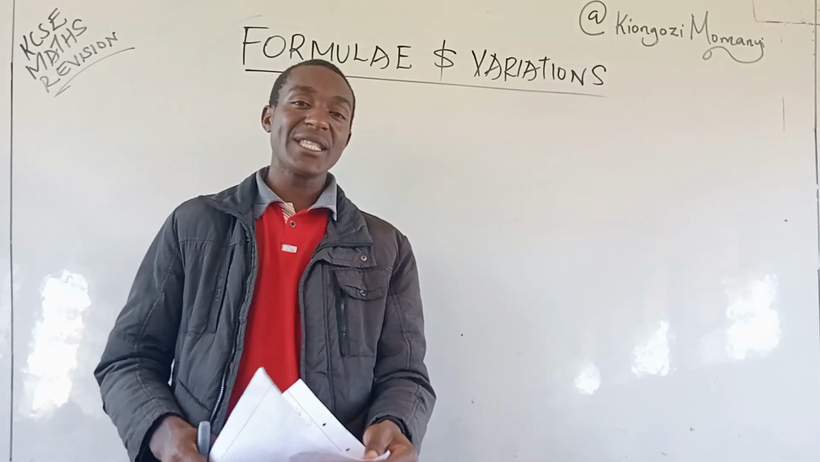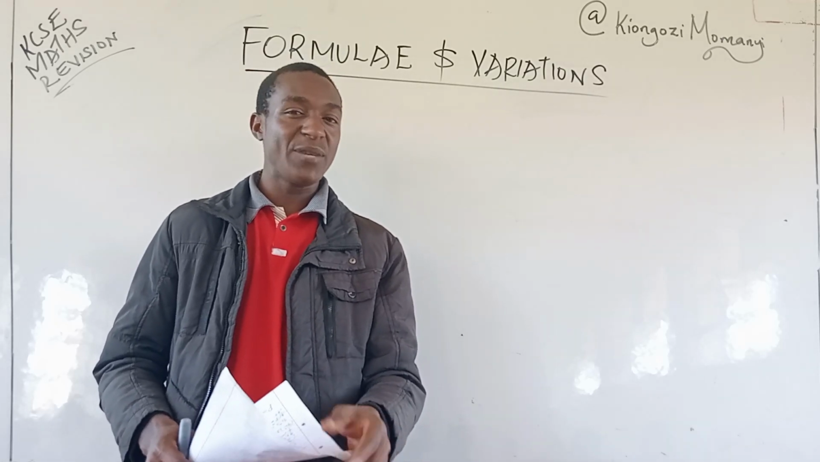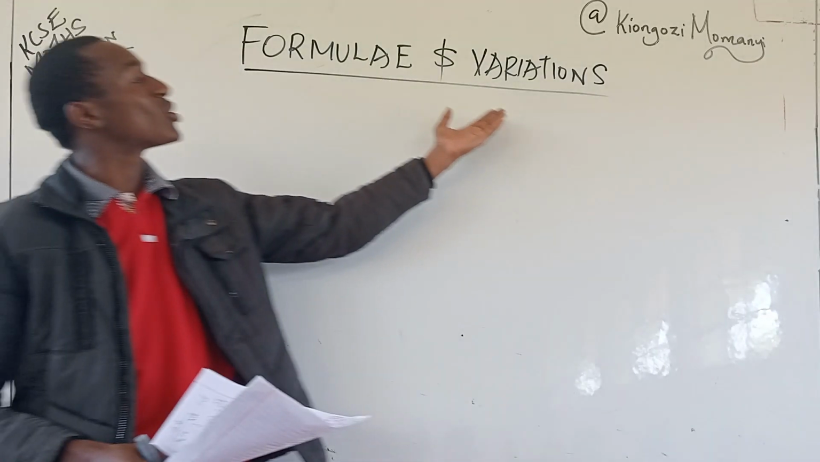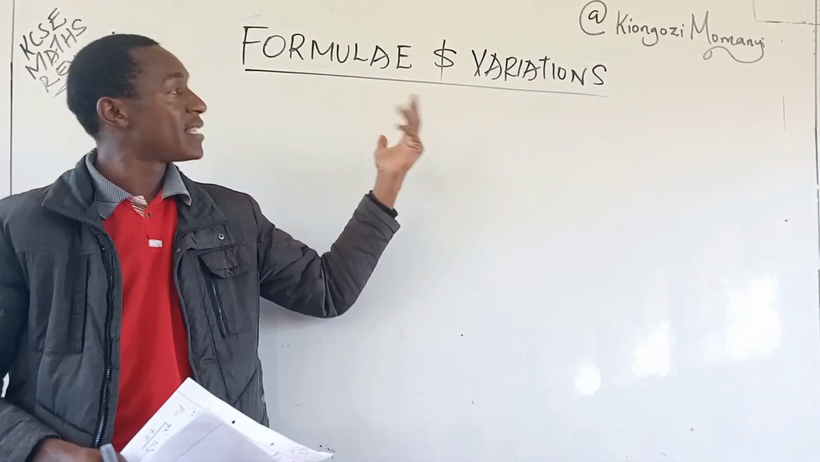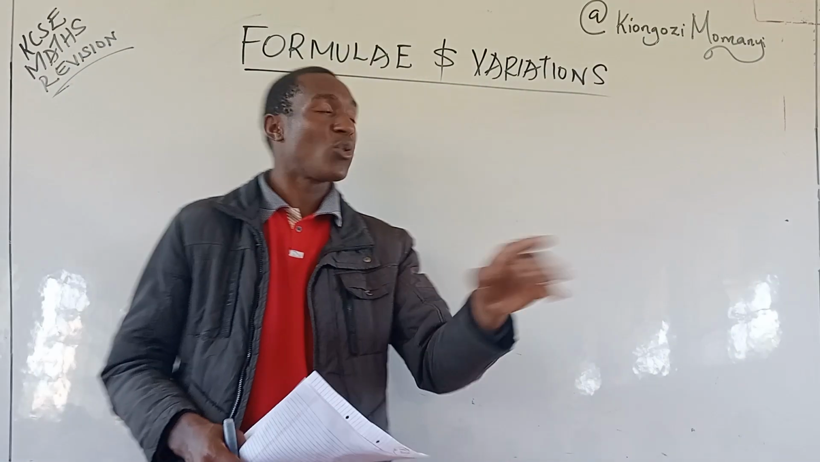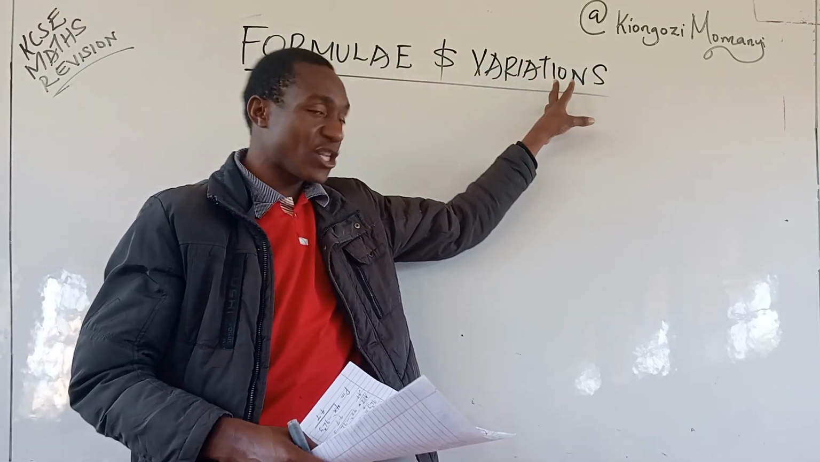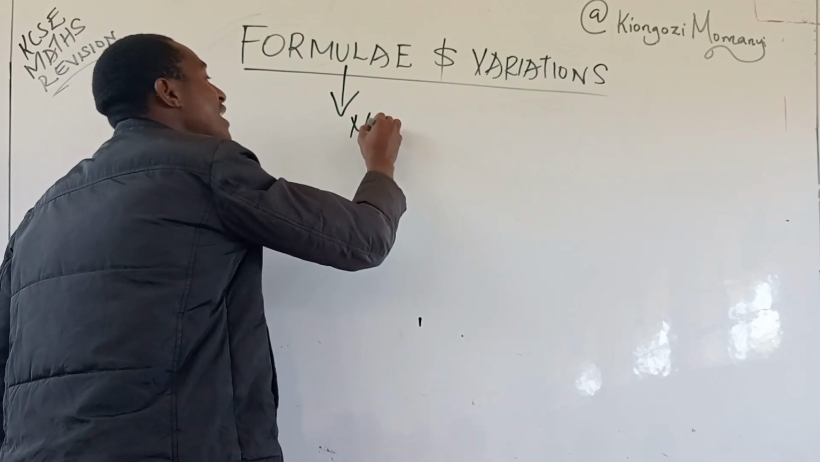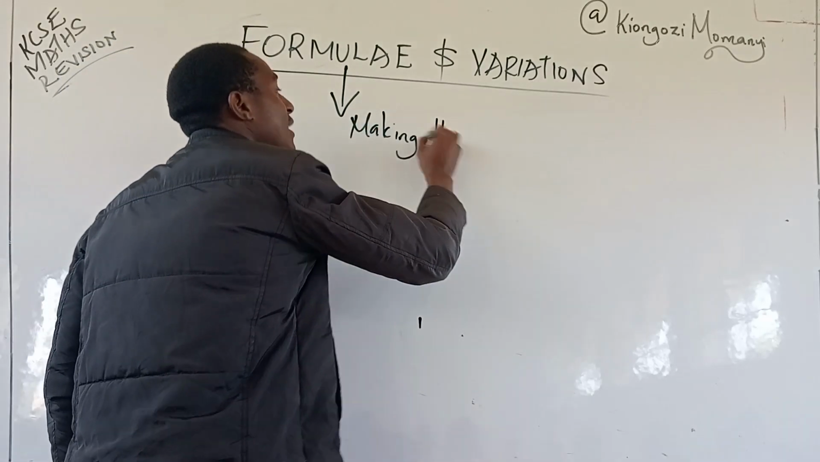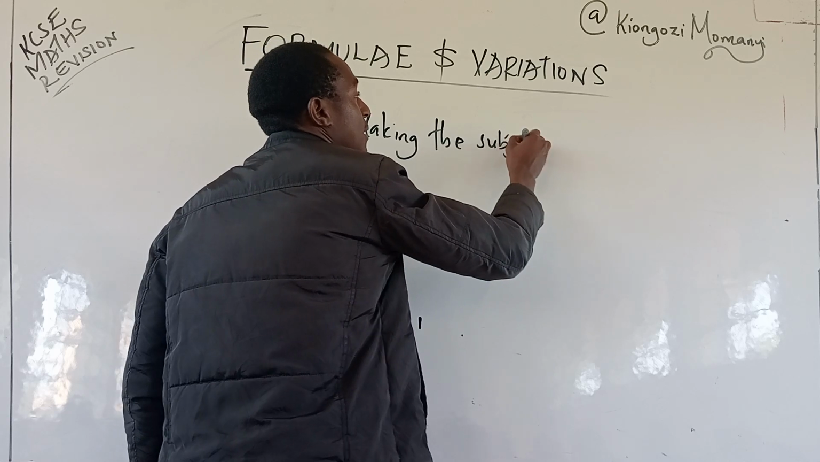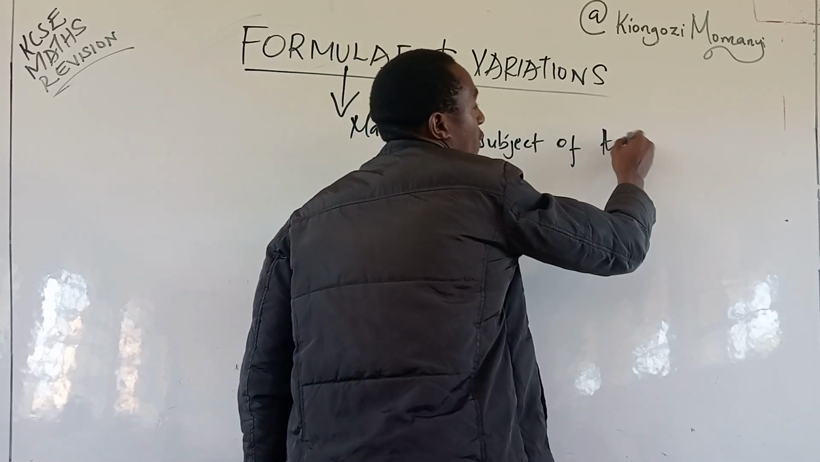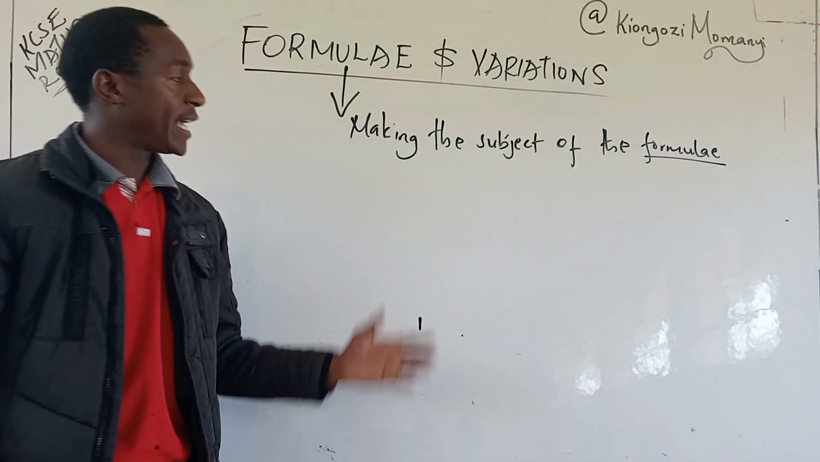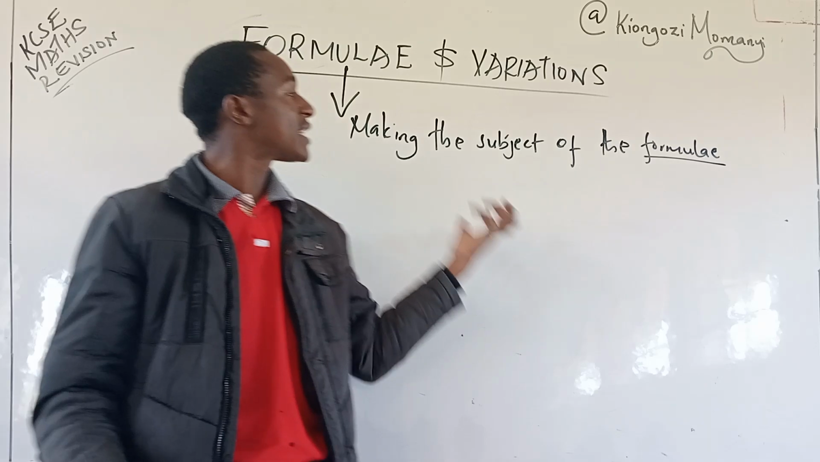Now this weekend, as I promised, we are doing mathematics, and basically we are revising paper 2. And now on the board, I have formula and variations. This is a chapter in paper 2, a chapter in form 3 that is divided into 2: formula and, of course, variations. In formula, and that is what we are doing today, we have what we call making the subject of the formula. So you have a formula and you have a variable that you're supposed to make the subject of that formula.